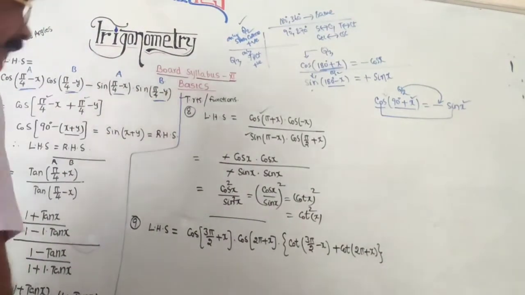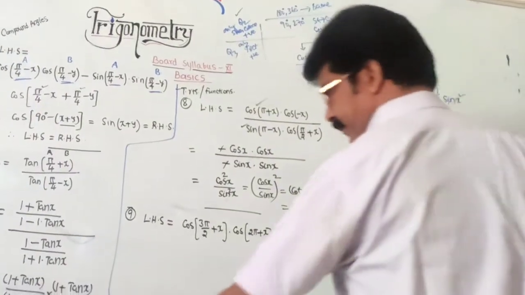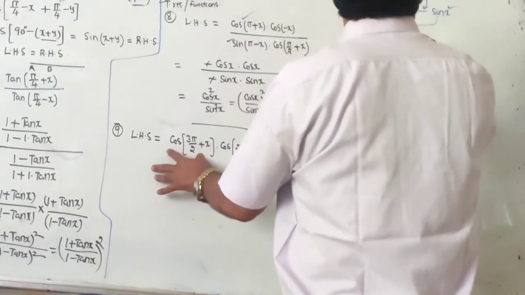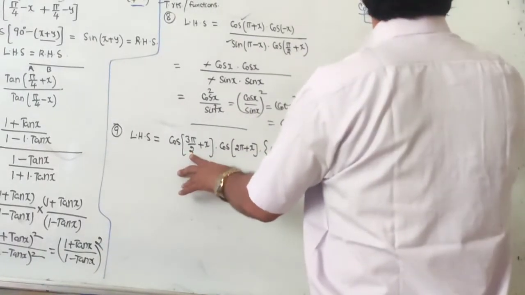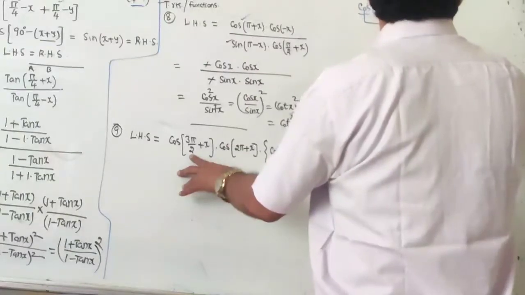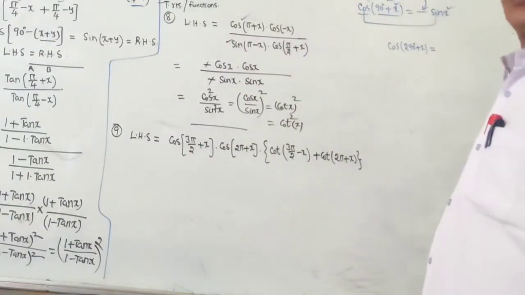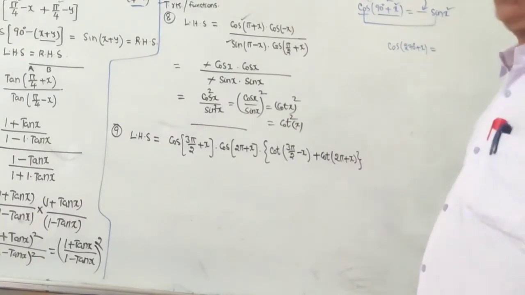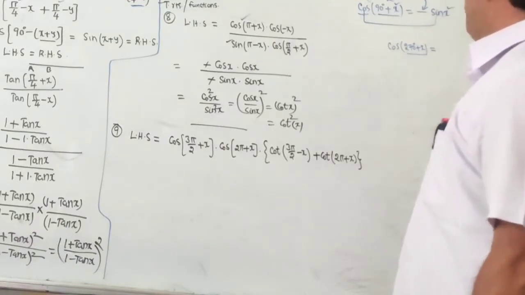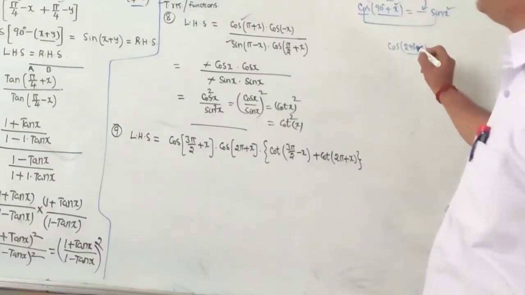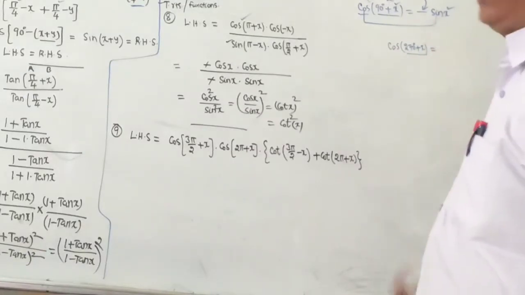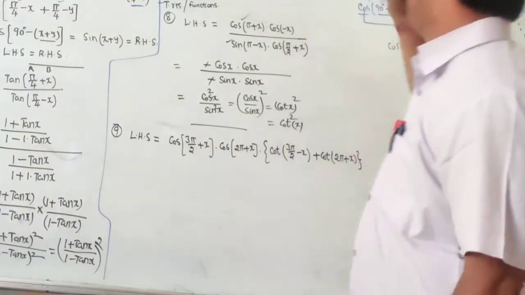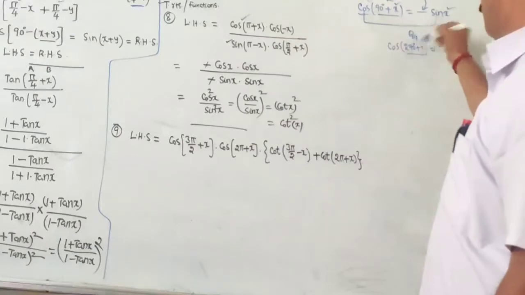Okay, you come here. First, cos of this value, rough work. Cos of 3 pi by 2, meaning 270 degrees, plus x equals what? First step is to determine the quadrant. 270 plus theta, it is pertaining to which quadrant? Belongs to which quadrant? Tell me. Fourth quadrant. So, it is in the fourth quadrant.